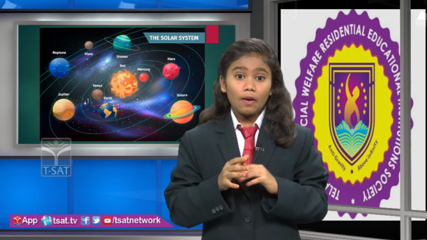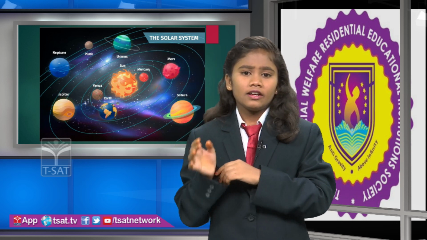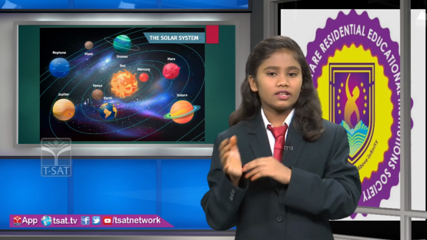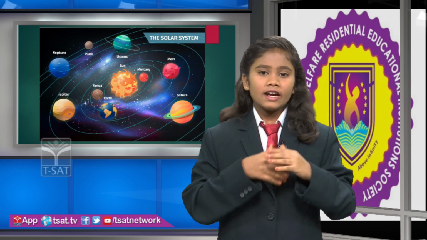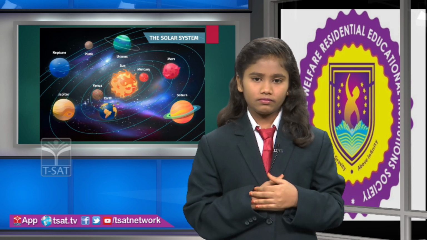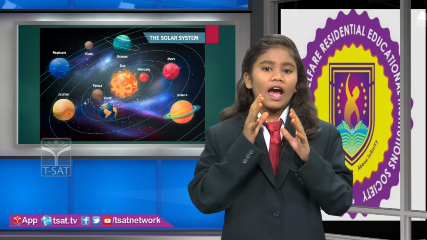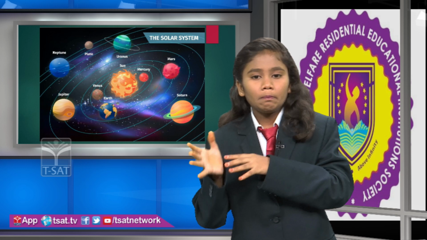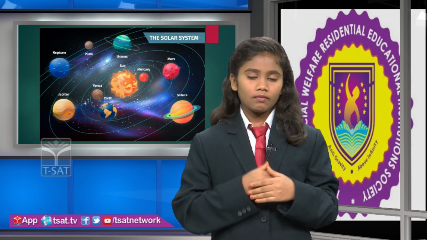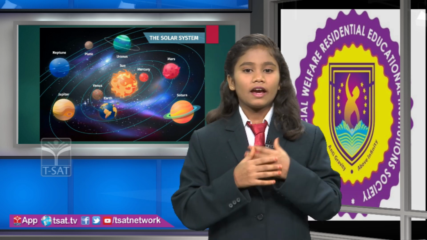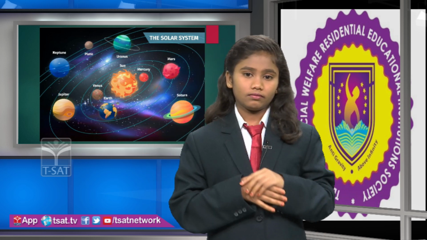Now let us discuss more about them. The sun. The sun is the nearest star to us. Mercury. Mercury is the smallest and nearest planet to the sun. Venus is the brightest planet. Earth. Earth is the only planet which has life. Mars is called the red planet. Jupiter is the biggest planet.